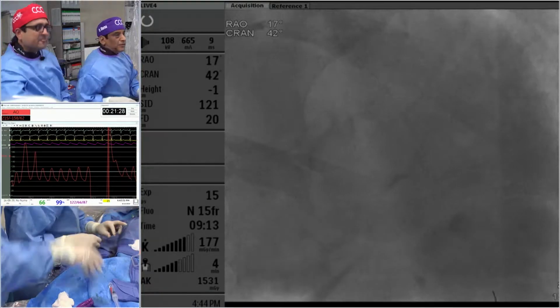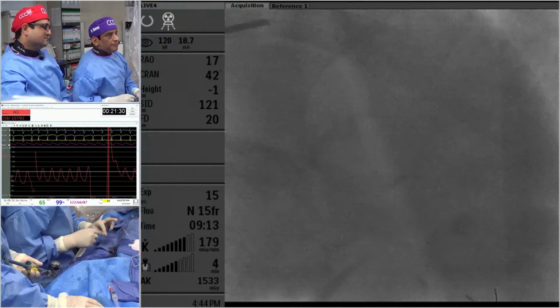Looking good so far. Careful. The guide is almost there. Two comments for you.